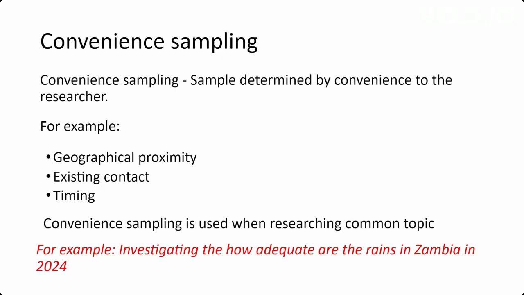So, convenience sampling, when you're applying convenience sampling, you must be sure that your topic is a common one, not a difficult one. Otherwise, you might have a challenge or you might be getting wrong answers or wrong responses or a challenge in people giving you responses.